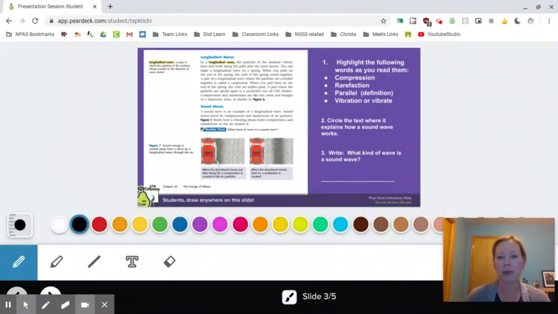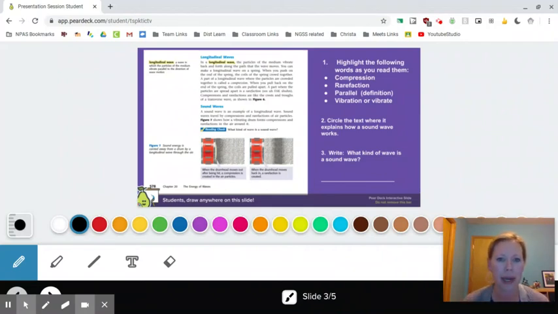Okay, so we're going to get into reading here, and I'm going to read aloud, and when I'm reading aloud, you need to go through Pear Deck and do the following. Highlight the following words as you read them. We're looking for words like compression and rarefaction. We're looking for words like parallel. That's in the definition. I know that it didn't show up anywhere else as we're looking. And then vibration or vibrate, because that's what sound waves are all about. Let's get started. Longitudinal waves.